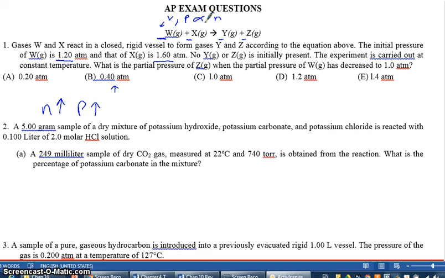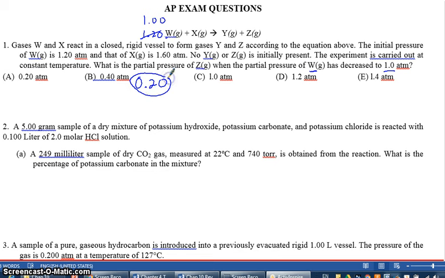So what we're saying is that we begin with 120 of W. Let's clean it up a bit. This is 120. And then it's saying that at the end of the reaction, W has decreased to 1.0. So we began with 120, and we got down to 1.0, which means we lost 0.20 moles, or 0.20 atmospheres of W was lost. Now for every 1 W that gets lost, 1 Z gets formed. So we lost 0.20 of W, we would gain 0.20 of Z. And it's really as simple as that.